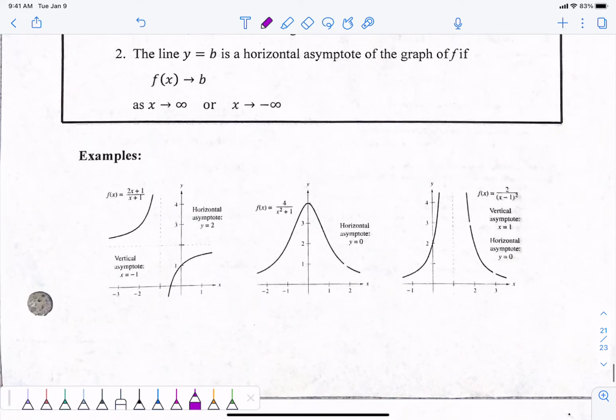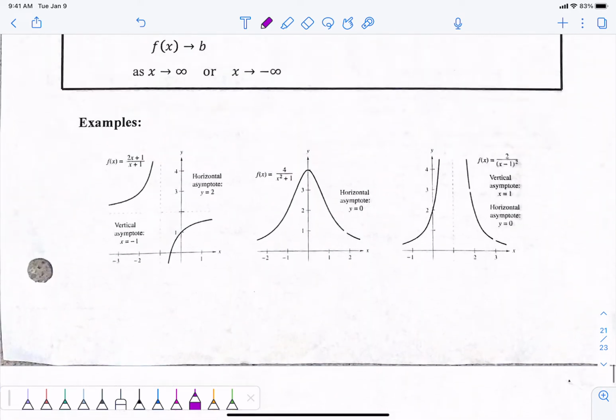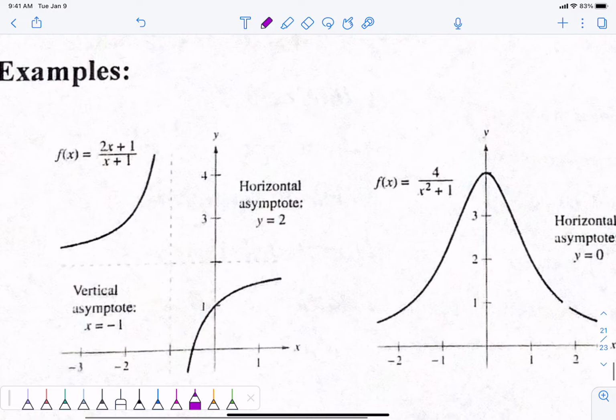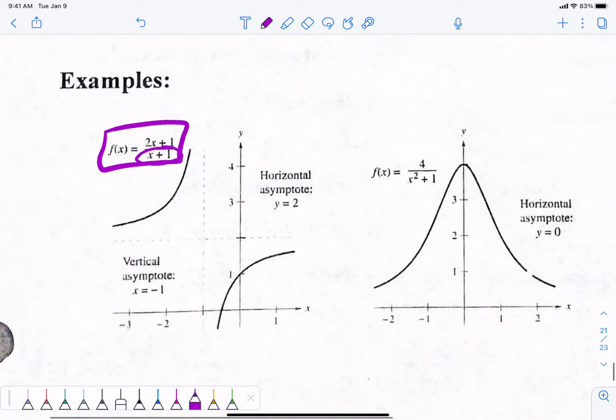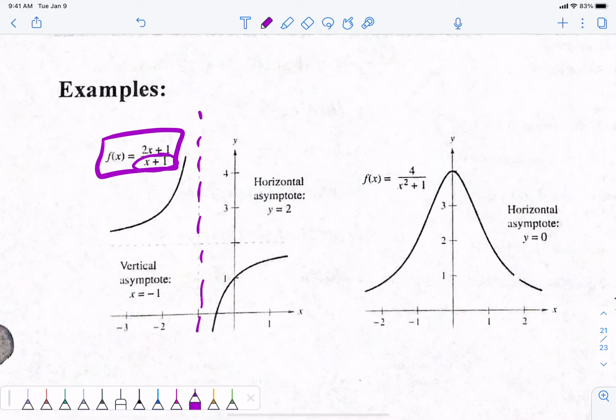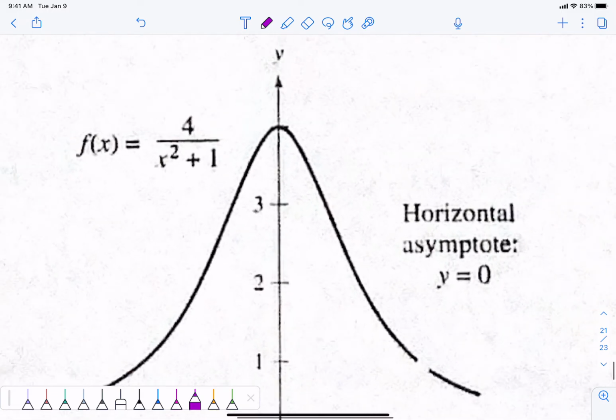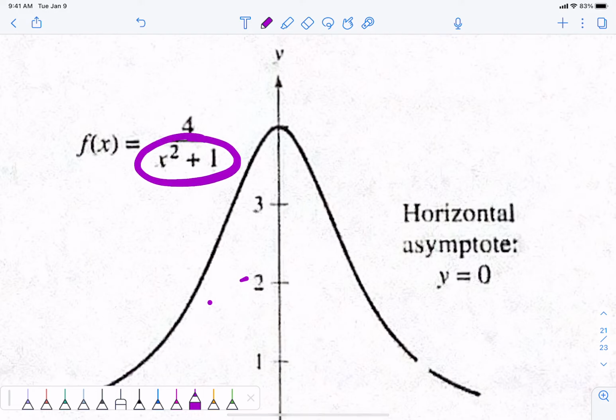Horizontal asymptotes are going to be on the next page. So here are some examples of vertical and horizontal asymptotes. They're graphing this function at the very bottom, 2x plus 1 over x plus 1. If we set that x plus 1 on the bottom equal to 0, he has a vertical asymptote at -1. He also has a horizontal asymptote at 2, and we'll talk about where he's located. This guy right here, if we set this bottom equal to 0, let's check out what happens to that one.